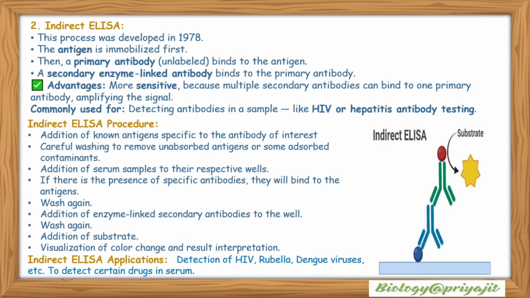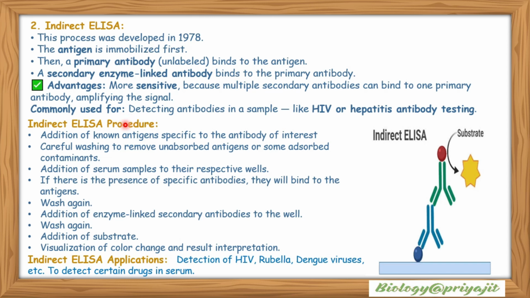Indirect ELISA, it is the most popular type of ELISA in use. Antibody detection is carried out here in indirect ELISA. A secondary antibody linked with the enzyme is used. This process was basically developed in 1978. The antigen is immobilized first like direct ELISA, then a primary, unlabeled antibody binds to the antigen, then a secondary enzyme-linked antibody binds to the primary antibody. What are the advantages? It is more sensitive because multiple secondary antibodies can bind to one primary antibody, amplifying the signal. Commonly used for detecting antibodies in a sample like HIV or hepatitis antibody testing.